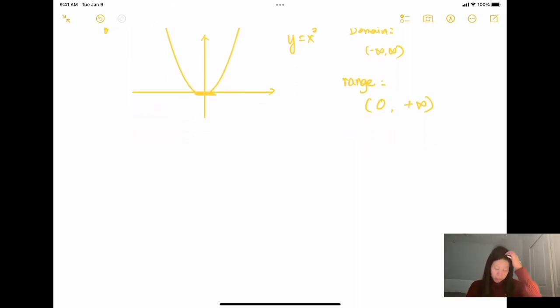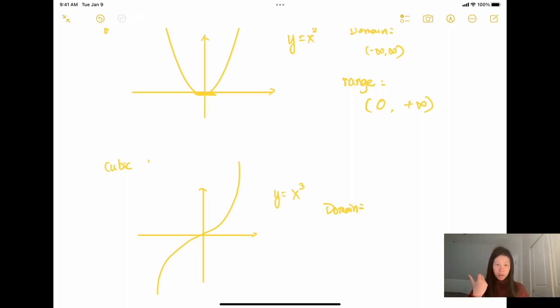And then we have the cube function, y equals x cubed. The function looks like this one. Just look at the graph and tell me what is the domain of the cube function. Well, it can go as far left as it wants and as far right as it wants. So it should be negative infinity to infinity.